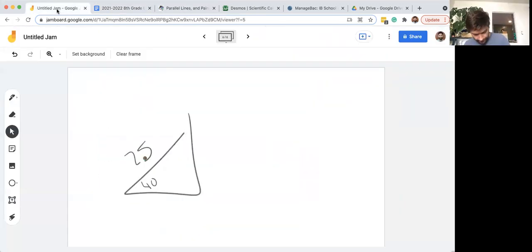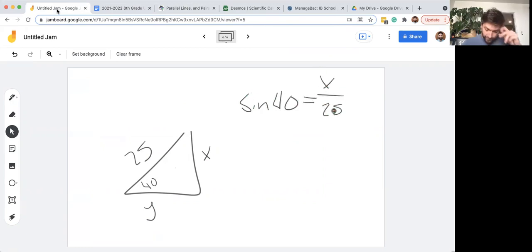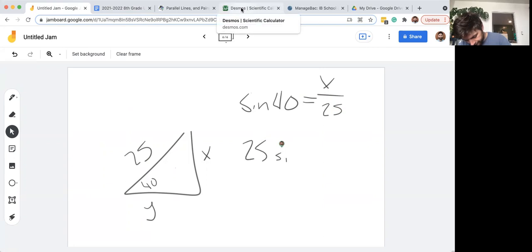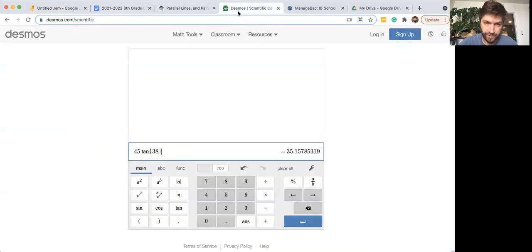So the only thing different here is I have an x and a y. I'm looking for each of those. So you can do whichever one first. We'll start with x. Since that's opposite of my 40-degree angle and the hypotenuse, I know that it's the sine of 40 equals x, my opposite side, over 25. So 25 times the sine of 40 will equal x. So 25 sine 40, and you get 16.069 or 16.1. So x is 16.1.